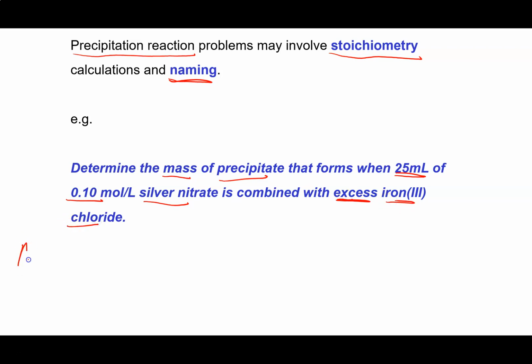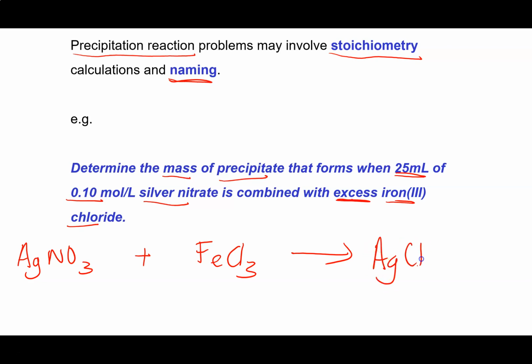So first of all, I have to be able to name silver nitrate. And then that's going to be combined with iron(III) chloride. So now I've got to figure out what the product is, and I've also got to balance the equation. I know that the product here is going to be silver chloride, and then I'm also going to have Fe(NO3)3. I will need 3 of those, and this is going to be aq.